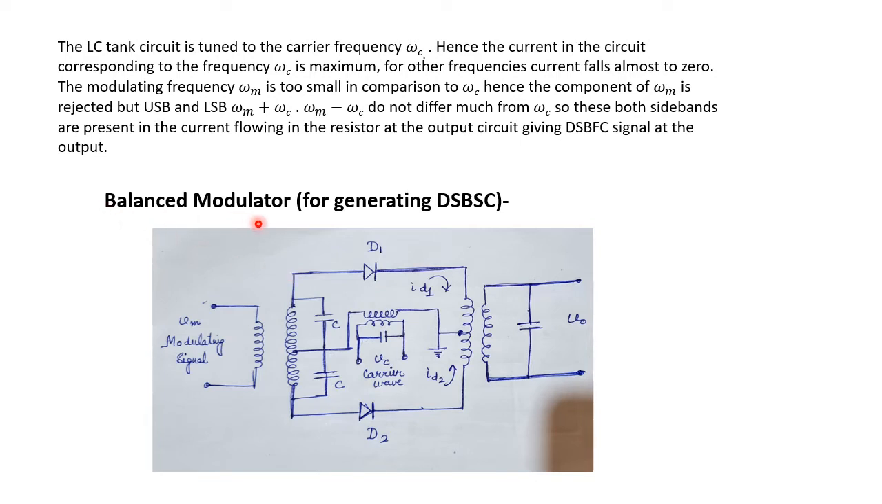Now comes the balanced modulator, and this circuit is used for generating DSB-SC, that is double sideband and suppressed carrier. Or in other words, we can say that the aim of this circuit is to produce a wave in which the upper sideband and the lower sideband are present, but the carrier component of the modulated wave has been suppressed. The circuit of the balanced modulator is shown in this figure.